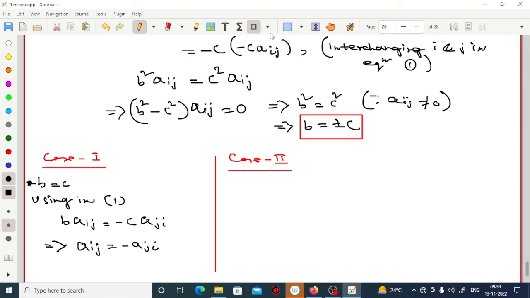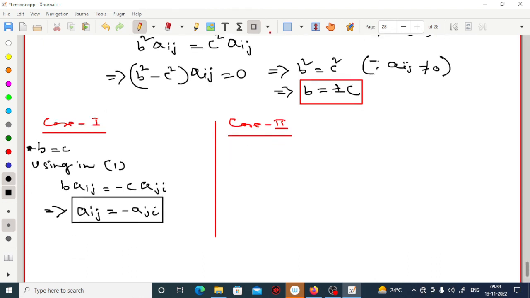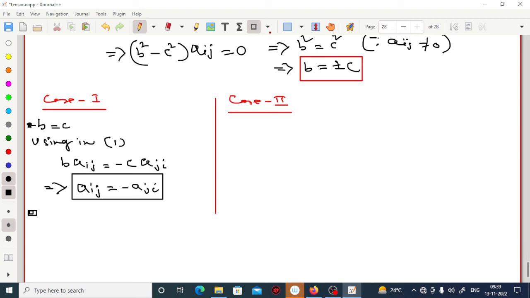So what do you get from here? So the conclusion from here is that, what is the conclusion? My conclusion from here is that if b is equal to c, then a is a skew-symmetric tensor.